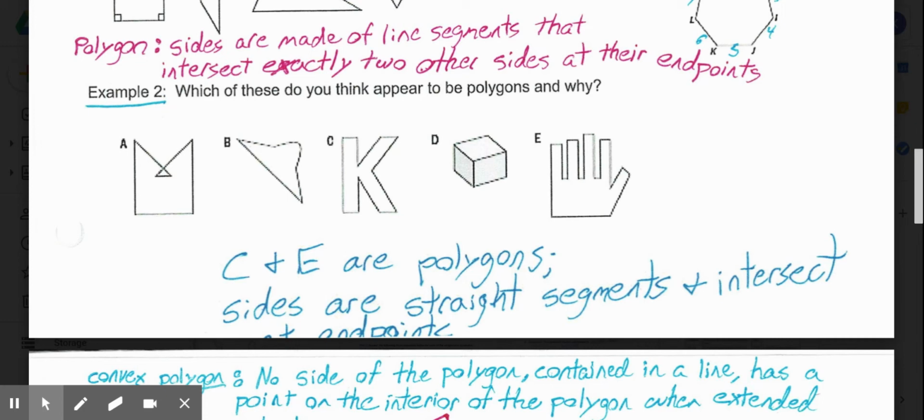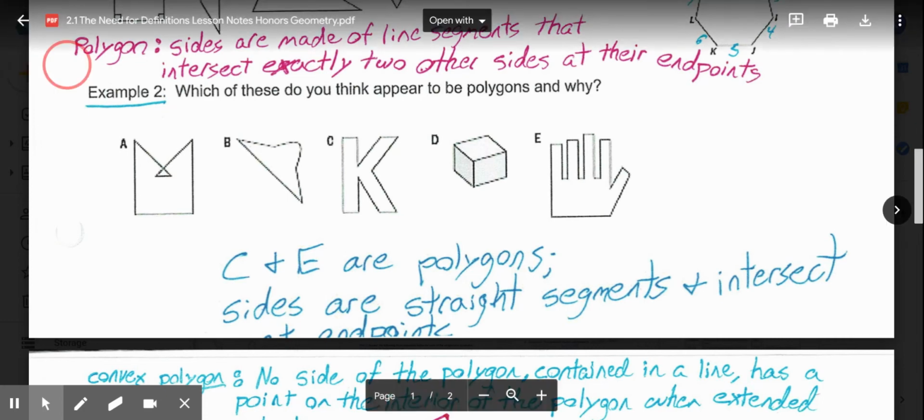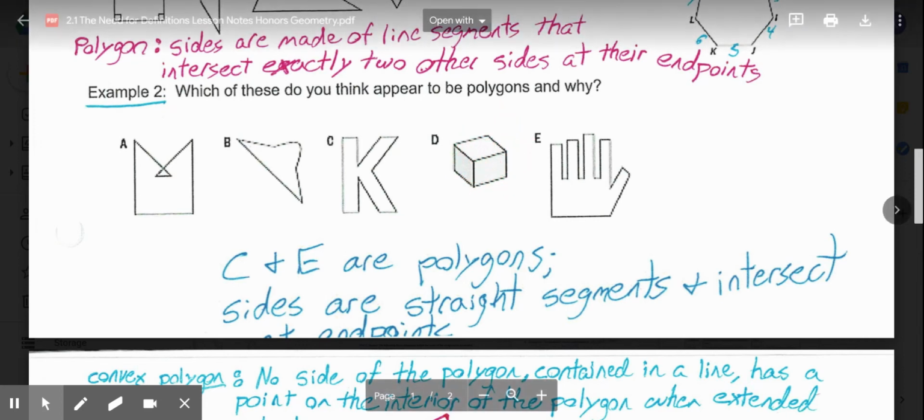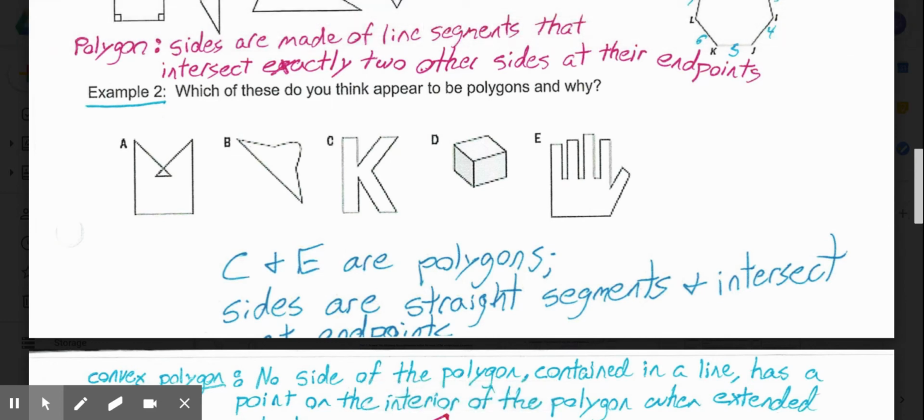So when we name that, we would say only C and E are polygons, because the other part, which I forgot to put in our simple definition here, is that polygons are all two-dimensional. So they're all on a single plane. They don't have multiple planes. So that means D would be out. So C and E are the only two polygons.